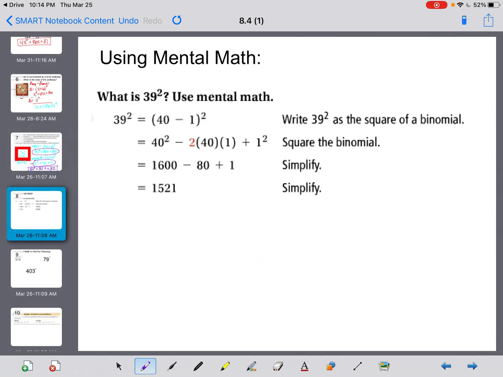Okay, now they're telling you to just use some mental math. We shouldn't have to write down too much. If you want to write them down at first, just so you remember the idea of what they're trying to show you, you can. But then they would like it if you could do some mental math.